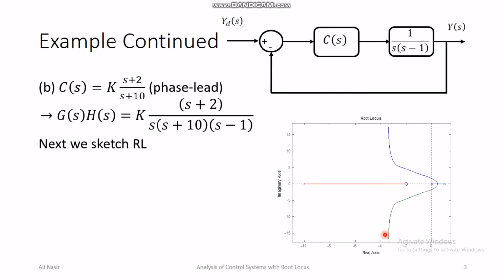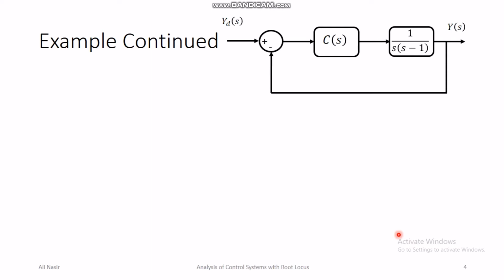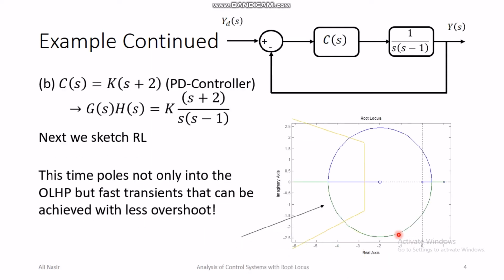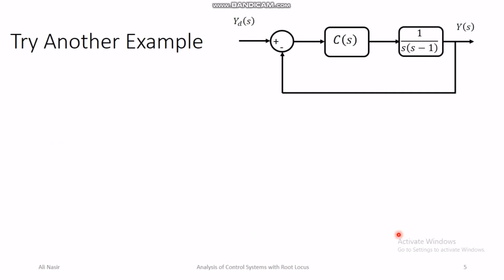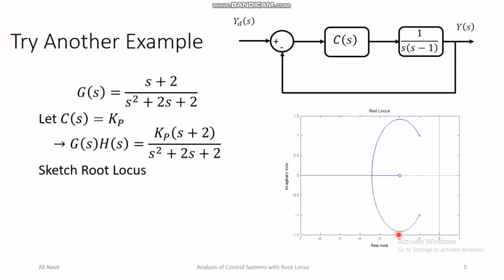It was able to stabilize the system, but still the relative difference between poles and zeros was 2, so we could not bring the poles into a certain desirable region. So we tried another controller, which was a PD controller, and with that we were easily able to shift the poles into the desirable region. And then we looked at another example which was quite interesting. It was a second order system with a zero.